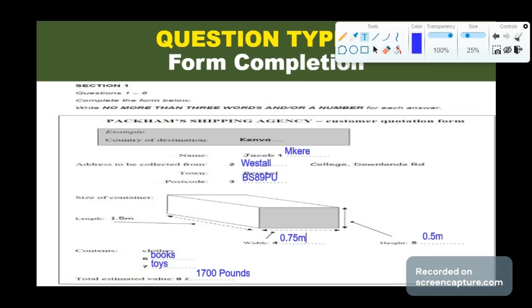So having confirmed that every piece of information that I heard on the audio is correct and I have filled in every answer, then that is all that there is to it. And this is the simple procedure for answering the form completion question type in the IELTS listening module.